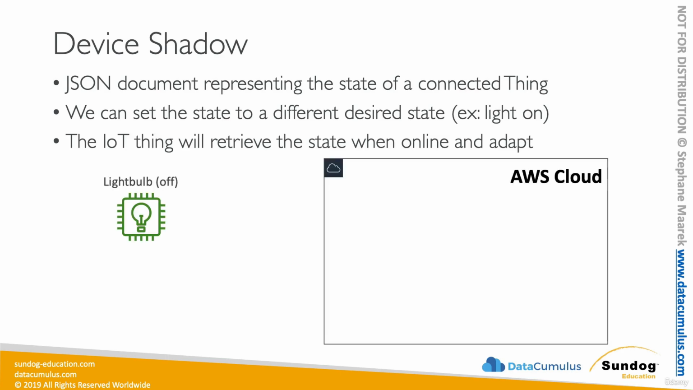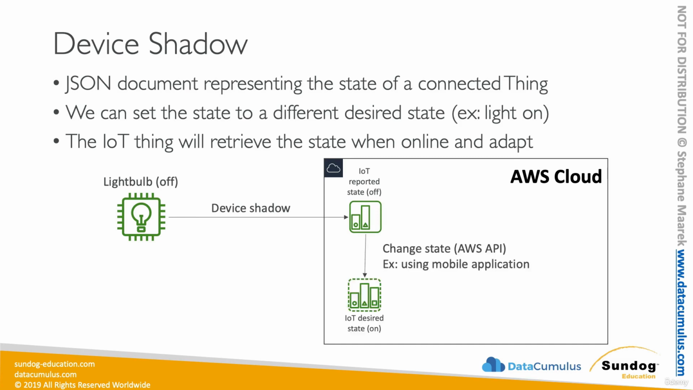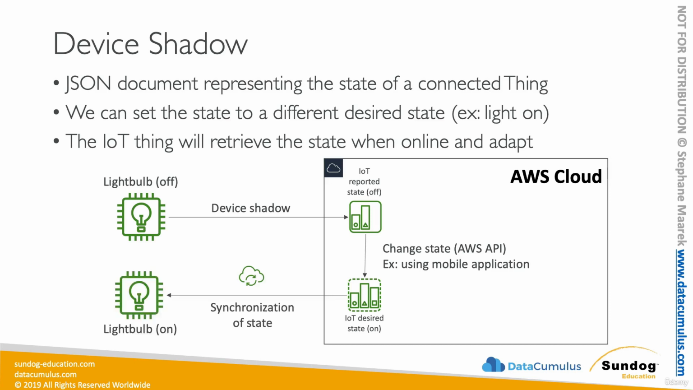So here's an example again. Our light bulb is off, and its device shadow in the AWS cloud says it's off. Then we change the device shadow using the AWS API, for example, from our mobile application, to on. So we're saying, okay, our device should now be on. We set the shadow to on, and automatically there will be a synchronization of state, and my light bulb will become on. So this is how, in the AWS cloud, using device shadows, we can change the state of our things in the real world.